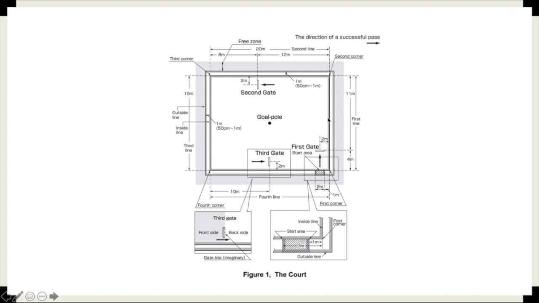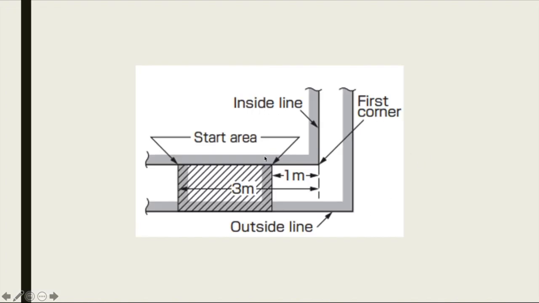We just need to remember that it is in this part of the court, and we're now going to go into the zoomed in part. So as we can see zoomed in here, this is the first corner. And what does the rule tell us?